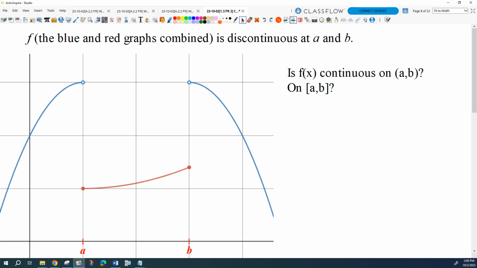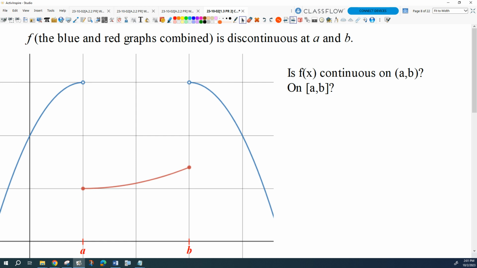First question: is f of x continuous on the open interval from A to B? Give me thumbs. I'm seeing some thumbs down. Any thumbs up? Are there any places on the open interval where I'd have to pick my pen off the board? No, there aren't, are there? Now, I know what you're thinking here. You're thinking there's no place to put your pen down probably, right? Is that what you're thinking? Okay, sure. I'll give you the benefit of the doubt.